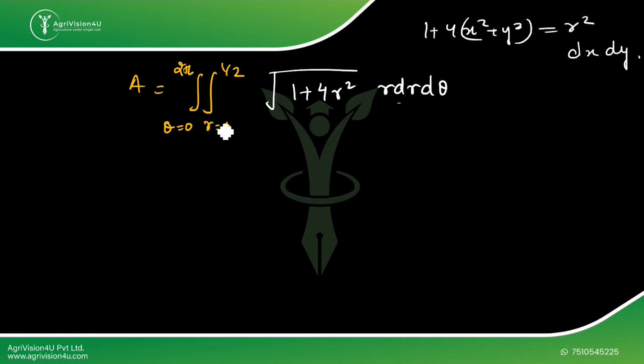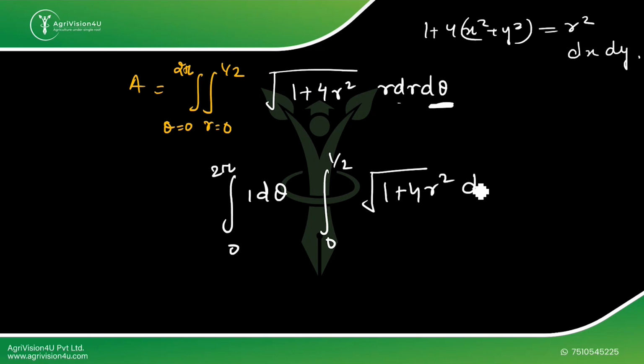Now the limits are from 0 to 1 by 2 for r, and for theta it is from 0 to 2 pi. Now you have to solve the double integral. First of all, we can see this function is only dependent on r, so we can first integrate with respect to d theta. So it will be 1 d theta from 0 to 2 pi, right? And from 0 to 1 by 2 it is under root 1 plus 4r square dr, and r dr is also there.